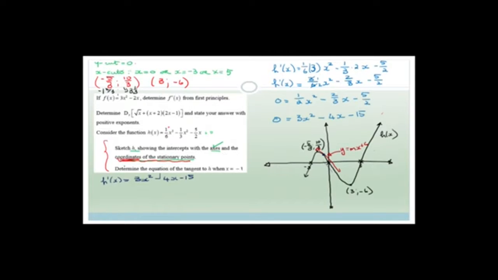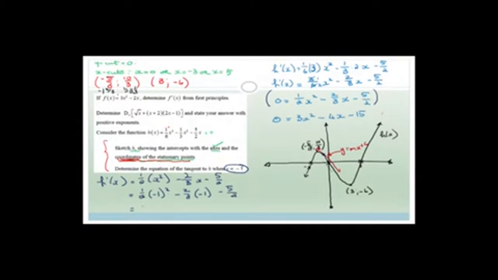So if you're a little bit worried about that, you can always go back to the point where it wasn't manipulated. So let's say we go back to h dashed of x is equal to, we're going to use that one, half x squared minus 2 over 3x minus 5 over 2. And at this point, what is x? X is minus 1. So we're going to substitute in. So it goes a half times minus 1 squared minus 2 over 3 times minus 1 minus 5 over 2.